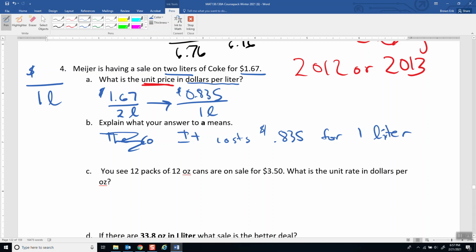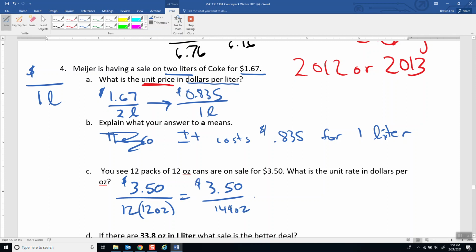All right, then you see 12 packs of 12-ounce cans on sale for $3.50. What's the unit rate in dollars per ounce? All right, notice we've got $3.50 is the cost. And we're supposed to do this per ounce. So this is divided by 12 ounces, but there's 12 of those, right? So we'll put 12 ounces times 12, which really, I know what 12 times 12 is from back in the day. That's this, but I'm not quite sure what that is in division.